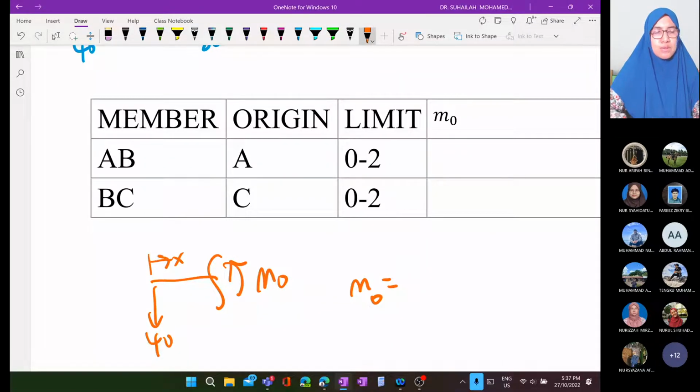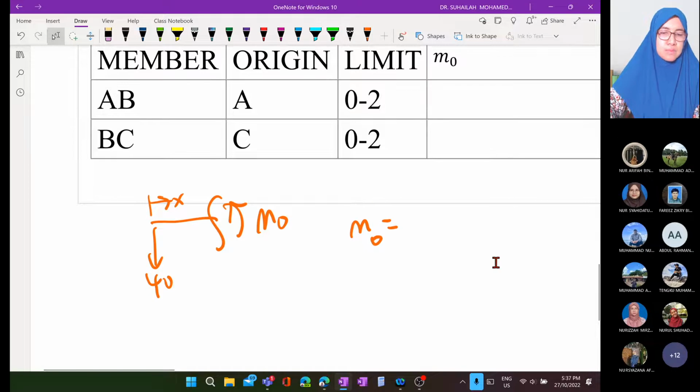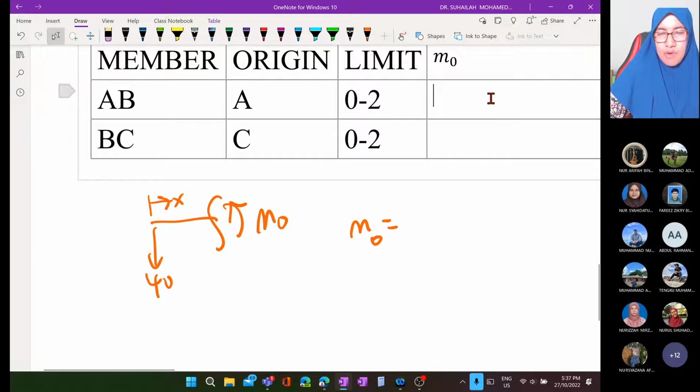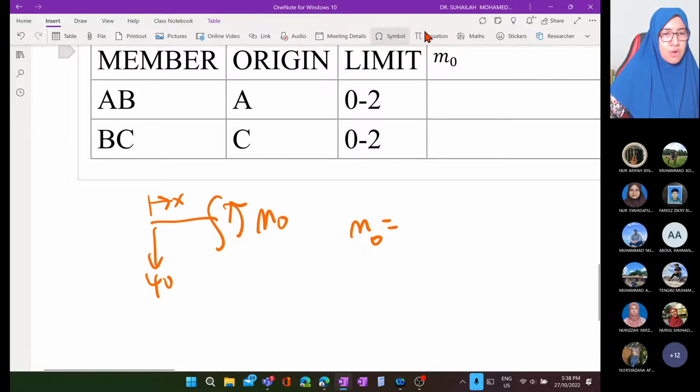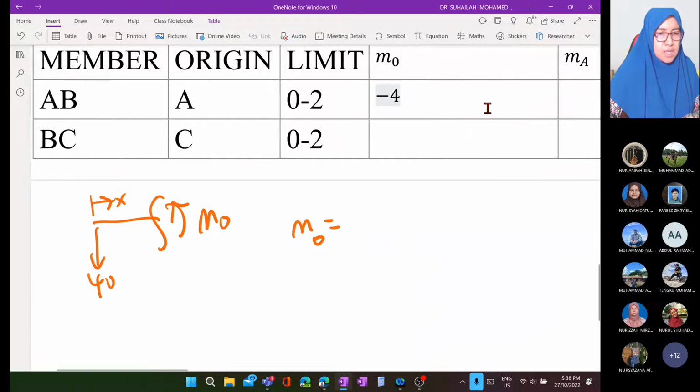So what is M0 for this cutting section? Quickly, what is M naught? 40 multiplied by X. Is it negative or positive? Negative. It is negative 40x.